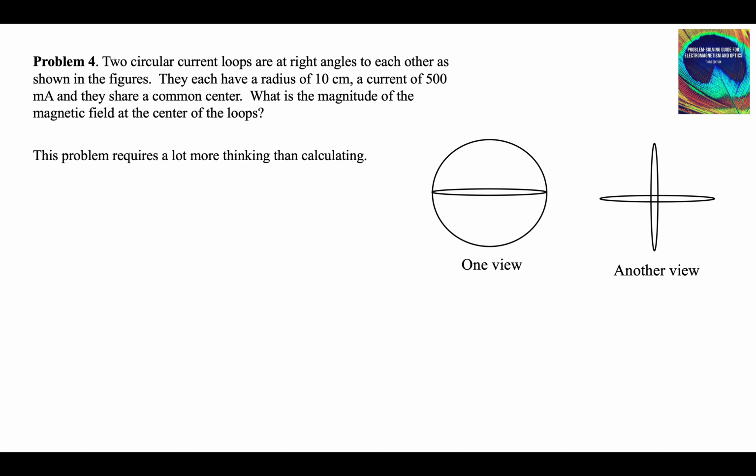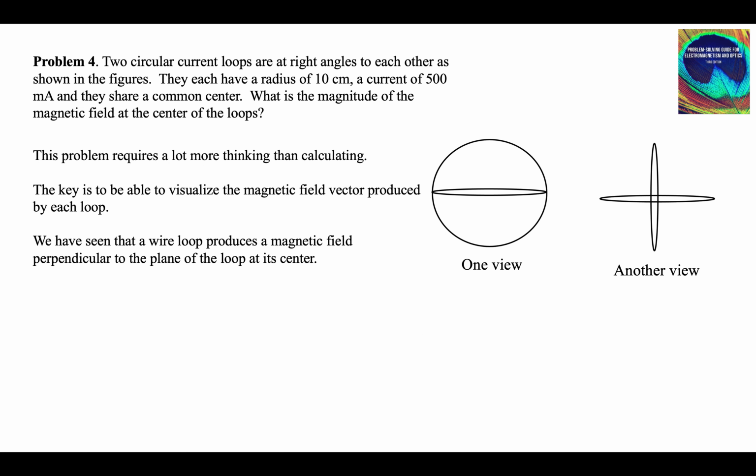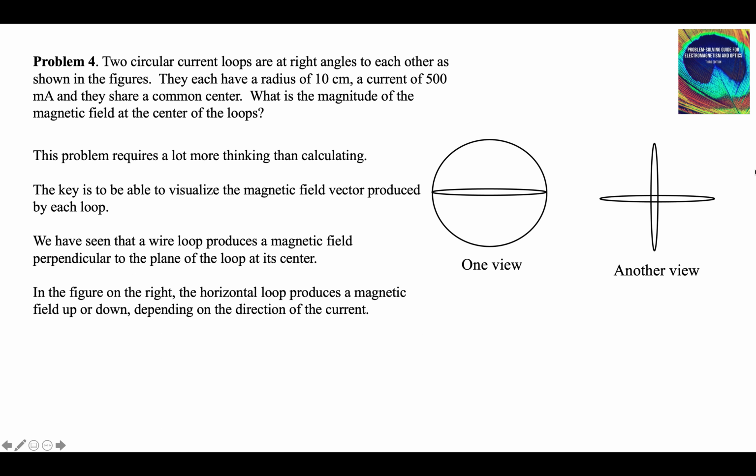This is going to require a lot more thinking than calculating. The key is to be able to visualize the magnetic field vector produced by each loop. We have seen that a wire loop produces a magnetic field perpendicular to its plane at its center. So if we focus on this loop here, this horizontal loop, it's going to produce a magnetic field at its center, either straight up or straight down, depending on the direction of the current.